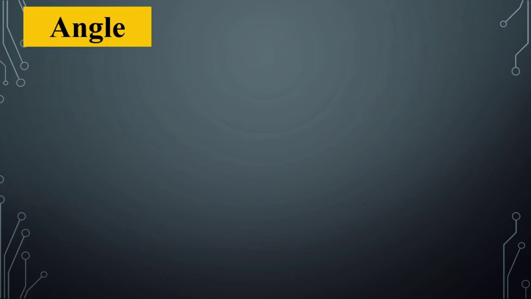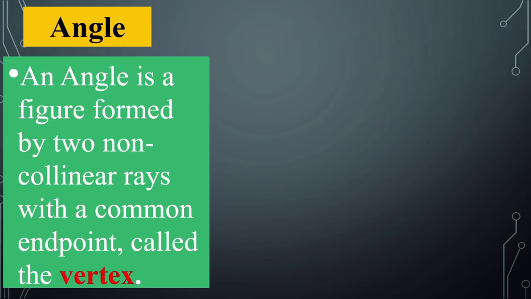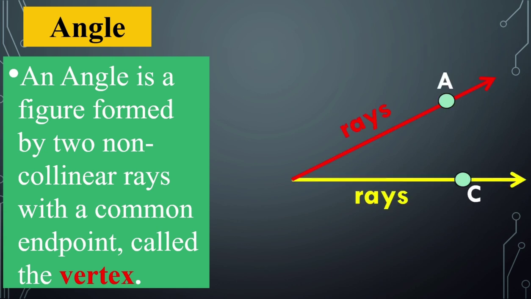Alright, let us define first what is an angle. So ano ba muna ang angle? Bago tayo mag-proceed dun sa pag-name ng angle, dapat alam muna natin kung ano ba ang angle, ano ba itsura niya. So an angle is a figure formed by two non-collinear rays. So, pag sinabi nating non-collinear rays, kagaya nga sa recall natin kanina, collinear are points lying on the same line. So, ibig sabihin, if it's non-collinear, therefore, these are points not lying on the same line. Okay? Like this. I have here three points. They are not lying on the same line.